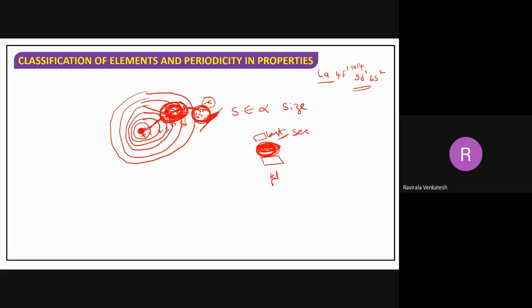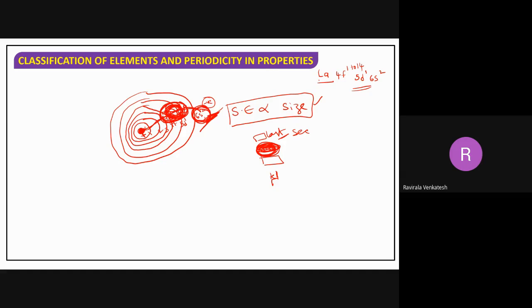So leave the confusion; I am saying only a simple sentence. Screening effect will increase the size of the atom or ion. What is the screening effect? Shielding or screening of the outermost electrons by the inner electrons is called the shielding effect. So if the shielding effect is high, size will increase.